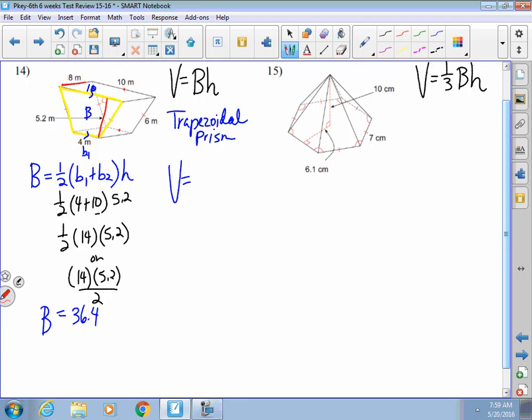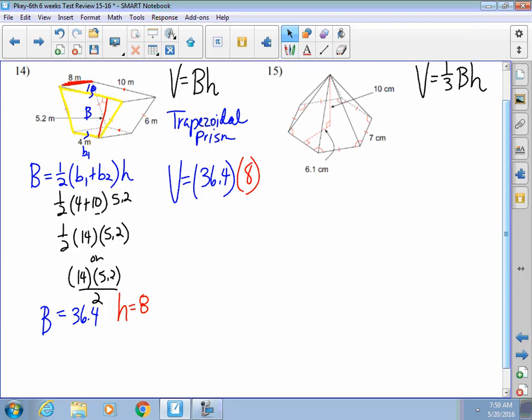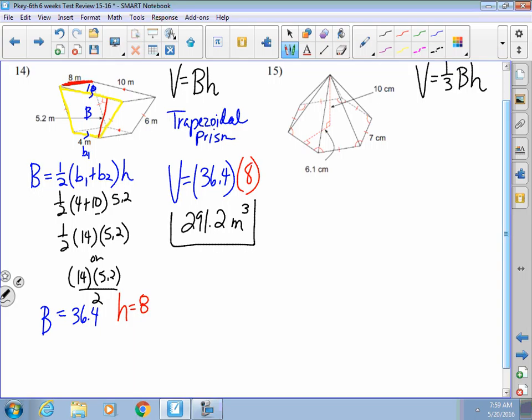Well, that's our distance between. That's right here, guys, right here. All right, so it's not the 6, it's the 8. So our height is 8, so I'm plugging it in. We're taking our 36.4 times the height of the prism. And that would give us 291.2 meters cubed. Sorry about that.